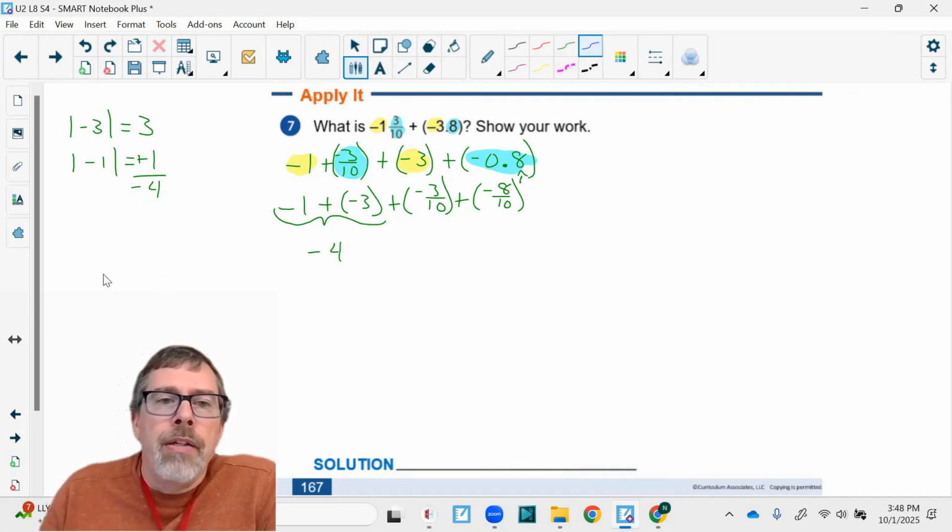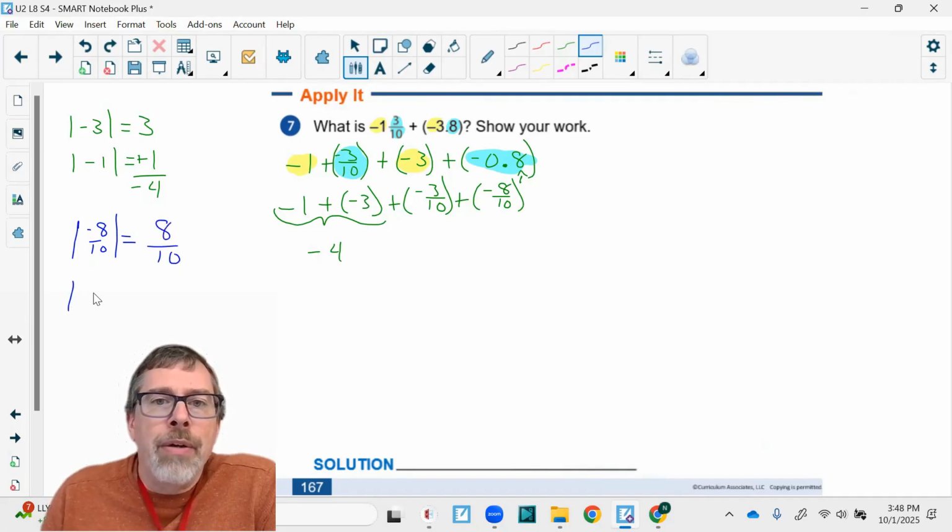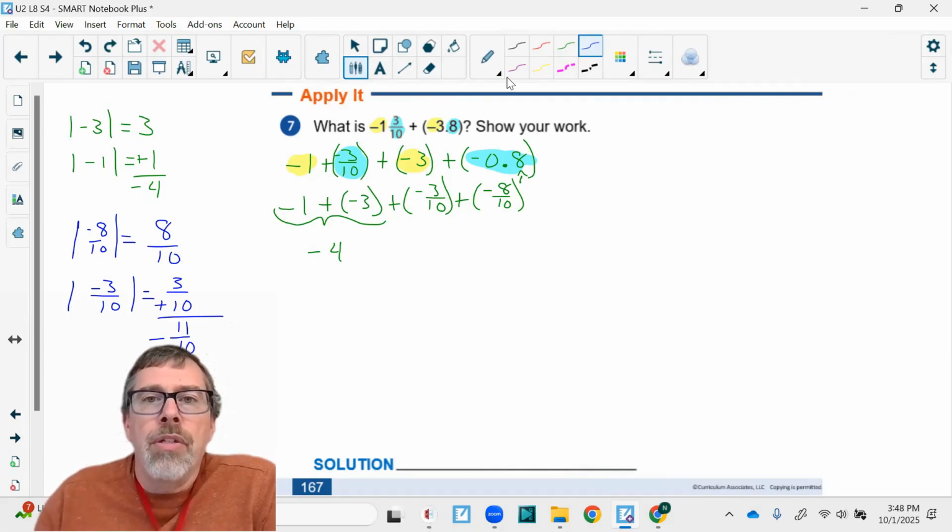Okay. Take the absolute value of -8/10, and that is 8/10. Take the absolute value of -3/10, which is 3/10. Signs are the same, so we add, and we get 11/10, and keep the sign negative. So this is going to become -4 minus 11/10.